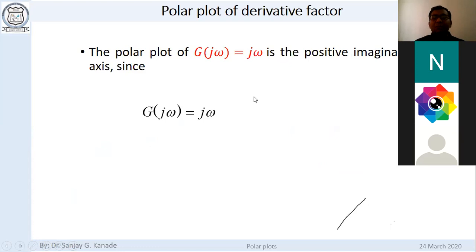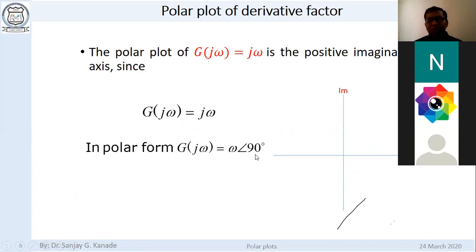If we have a derivative factor, meaning G of j omega is equal to j omega, then it will be along the positive imaginary axis, because in polar form G of j omega is equal to omega angle 90 degrees. At omega equal to 0, the magnitude is 0. At omega equal to infinity, the magnitude will be infinity. So it is the positive imaginary axis. These two are very simple.